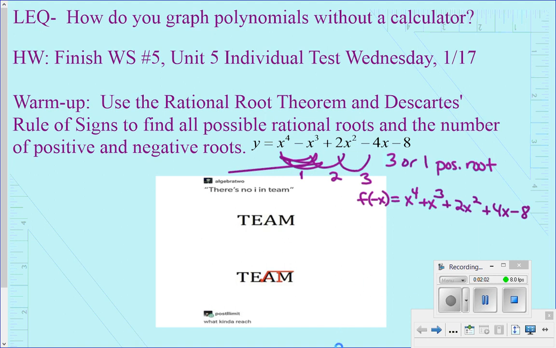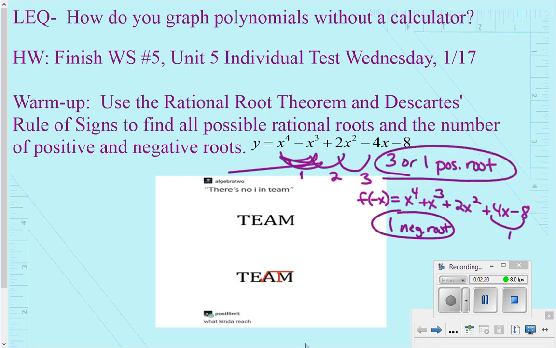So checking number of sign changes, I see positive to positive, positive, positive, positive to positive, positive to negative. That's 1. So there is 1 negative root, and either 3 or 1 positive root. So that's Descartes. Now, rational root theorem, the p's over the q's.